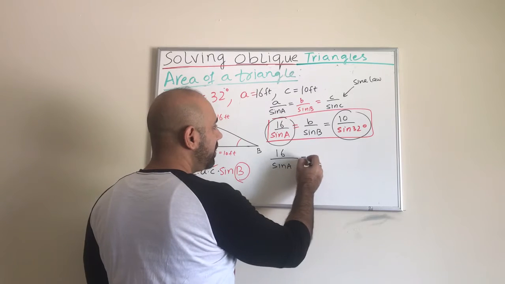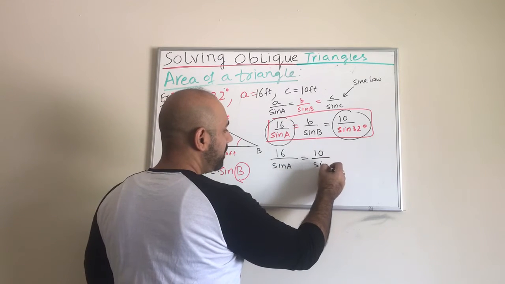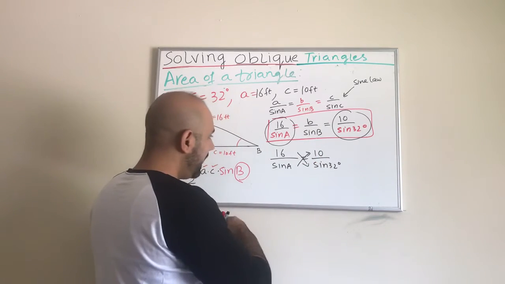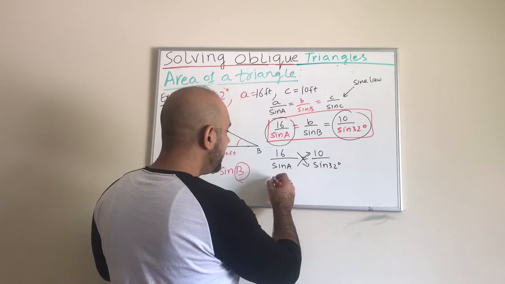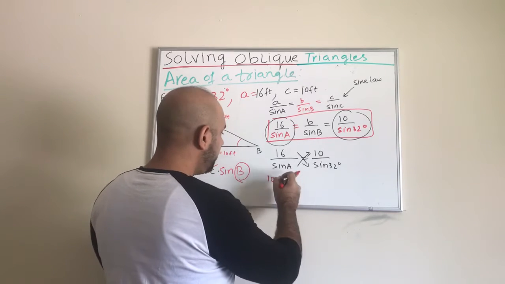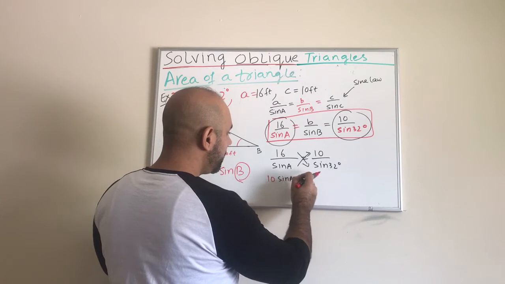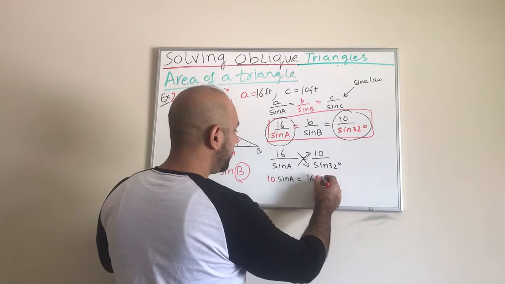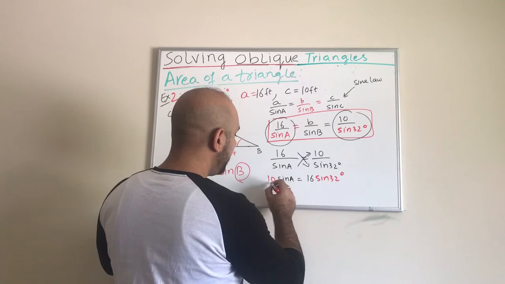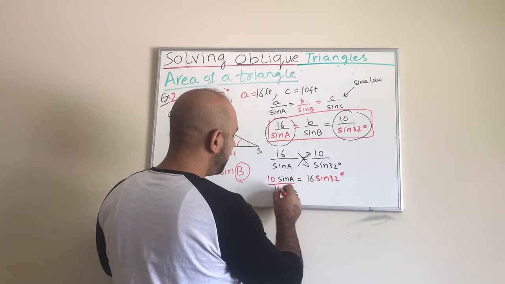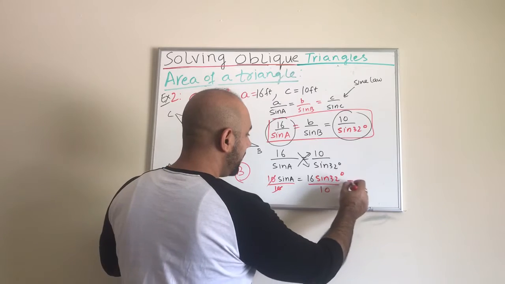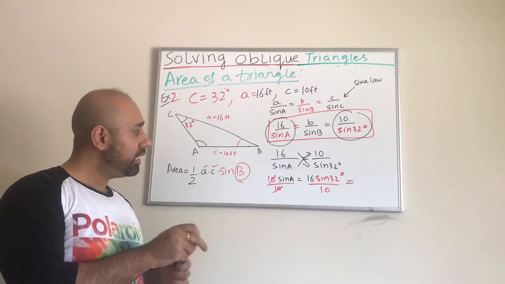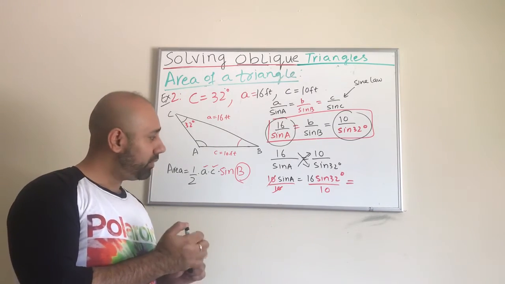16 over sine A equals 10 over sine of 32 degrees. Guys, from here we're going to cross multiply. And then from here we will get 10 times sine of A equals 16 times sine of 32, just by cross multiplying. And to find sine A, or find A by itself, first I have to divide both sides by 10. 10 will cross out, and now from here we have to use a graphing calculator to figure out the value on the right hand side, and then from there we can find the value for A.